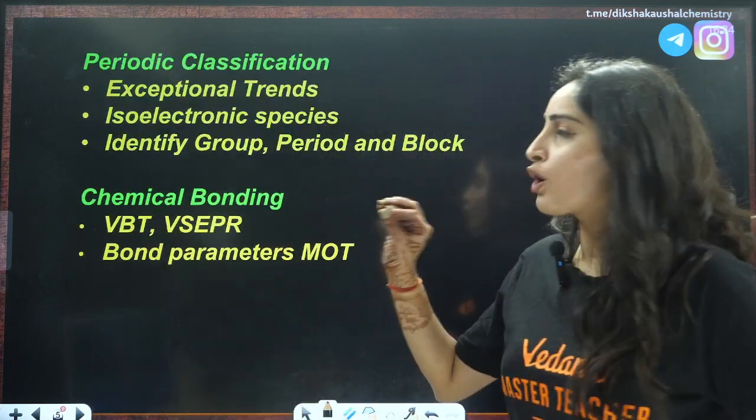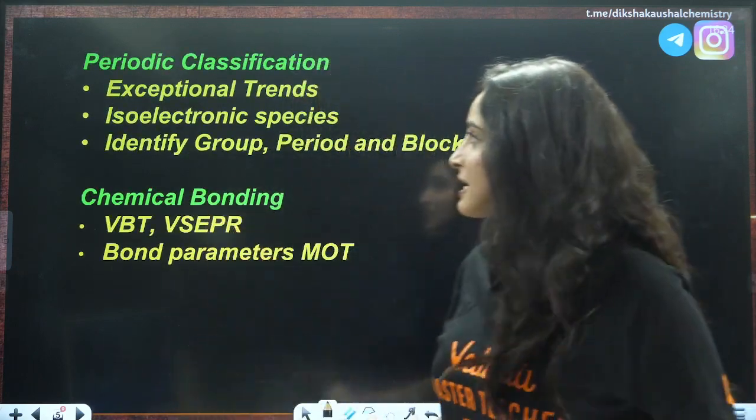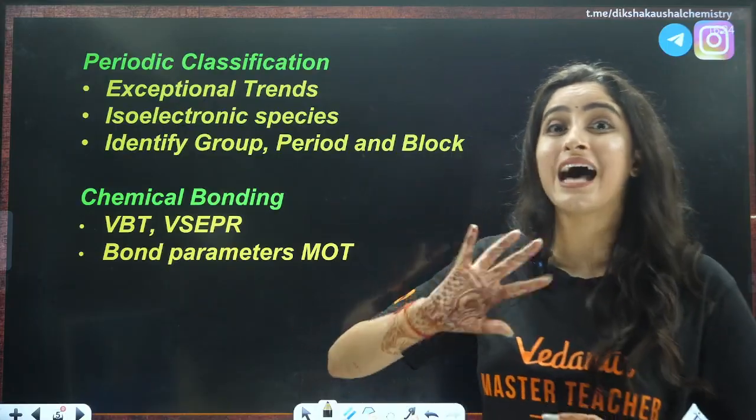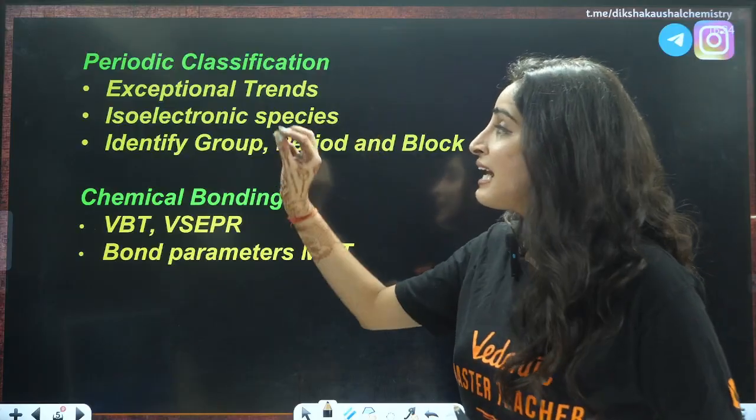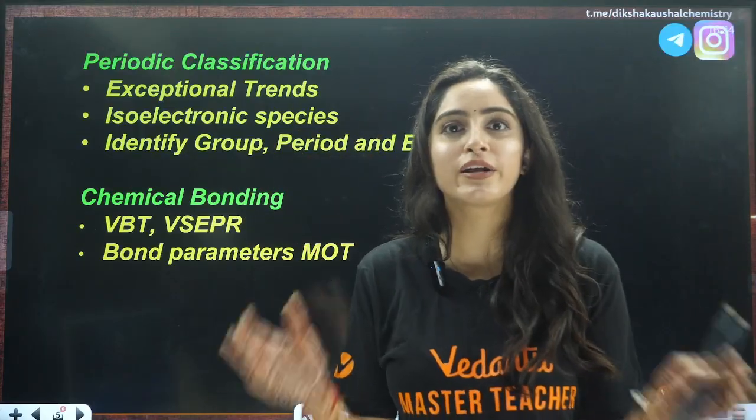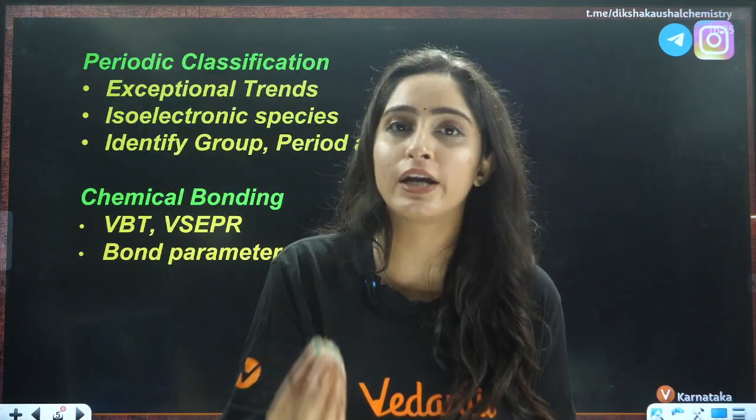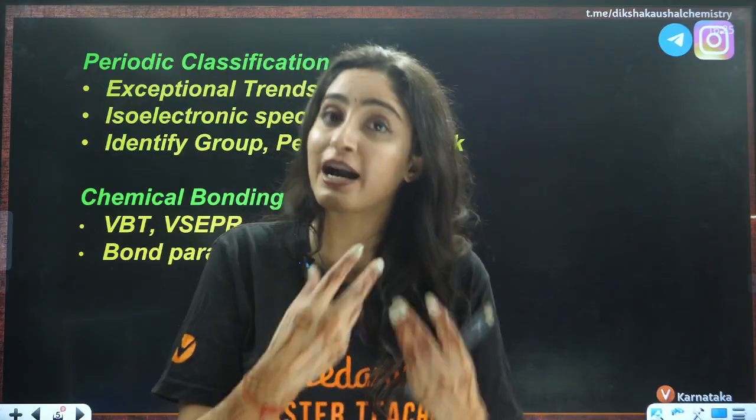Next is periodic classification. From here, the exceptional trends are asked. Next is isoelectronic species, the size, increasing, decreasing order of isoelectronic species. Then identify group, period and the block. They will give you electronic configuration of an element. You have to identify which group, which period and which block this element belongs to.